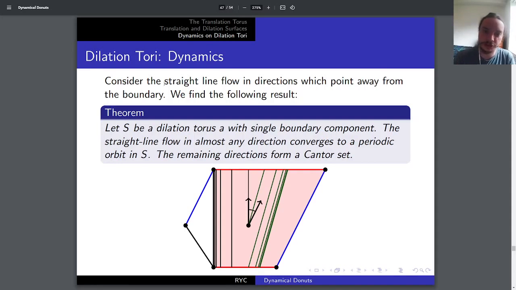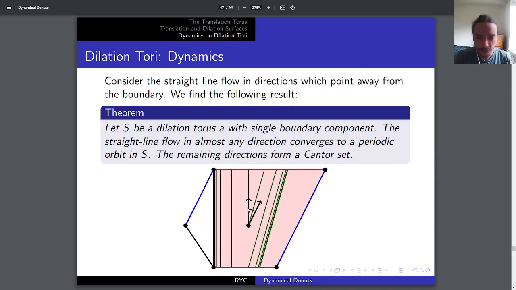So we can think about the straight line flow, which is moving in any direction that points away from the boundary, and we'll find the following theorem. Okay, so here's the theorem. It says that if you have a dilation torus and it has a single boundary like this, so we have any dilation torus, then the straight line flow in almost any direction is going to converge to a periodic orbit. So remember that we saw with a dilation surface that we could converge to a periodic orbit as time goes on, and it turns out that's what happens in almost every case on the dilation torus.